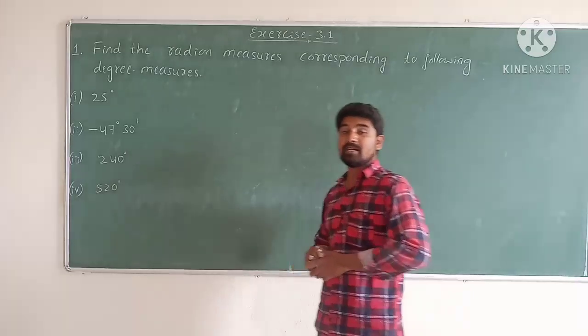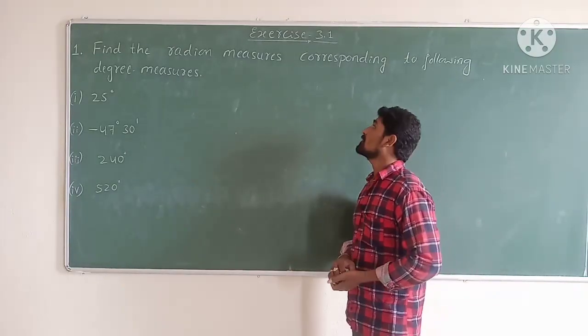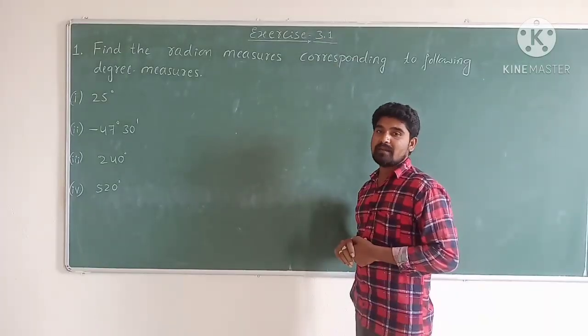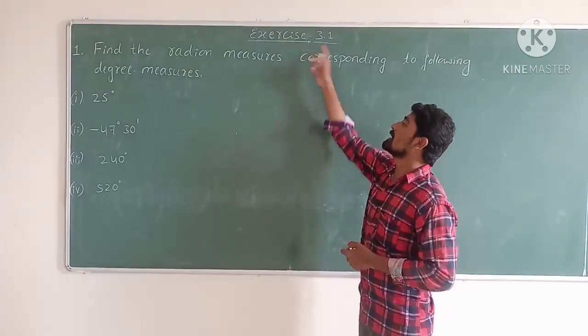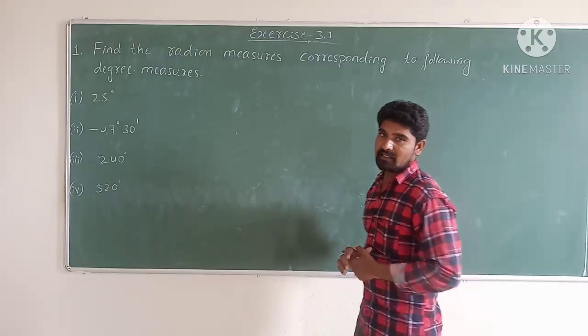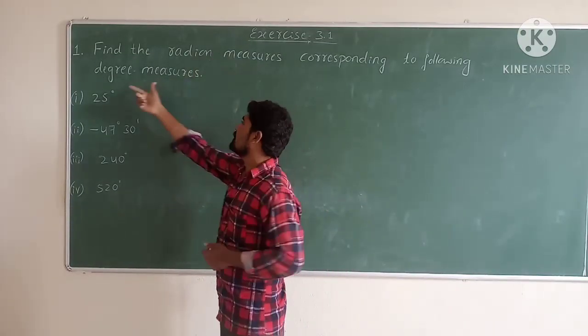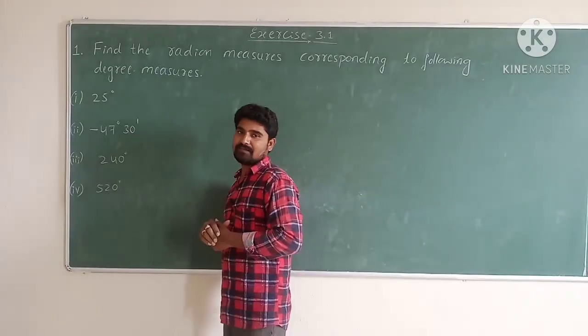Last class we completed the introduction part for exercise 3.1. So today I am going to start exercise 3.1, and in that the first question is: find the radian measures of the following degree measures.